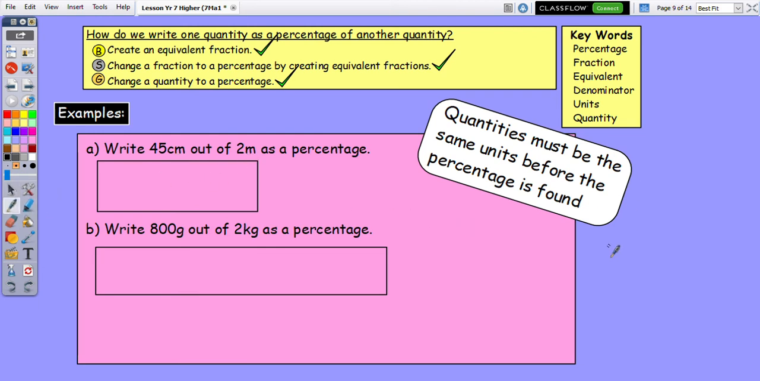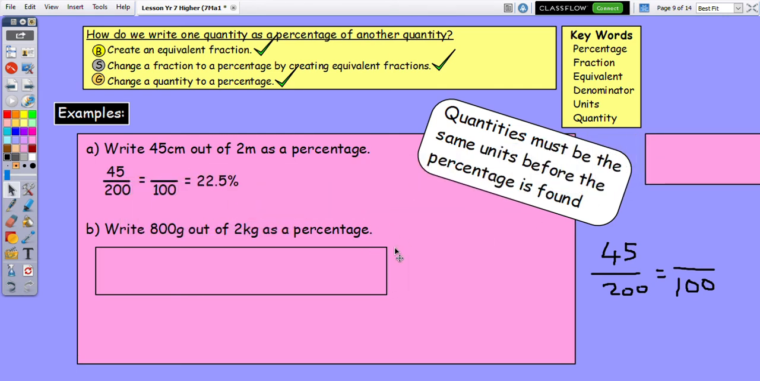Yeah, so this question becomes this: 45 over 200, and we got to change that to a percentage. Okay, again, not intrinsically difficult. I could use an equivalent fraction to do this, or I could use a calculator. It doesn't matter which. Half of 45 is 22.5. So in this case, I used a fraction. So I changed from meters to centimeters because they've got to be the same. I then halved top and bottom, or divided by 2, and got 22.5%.